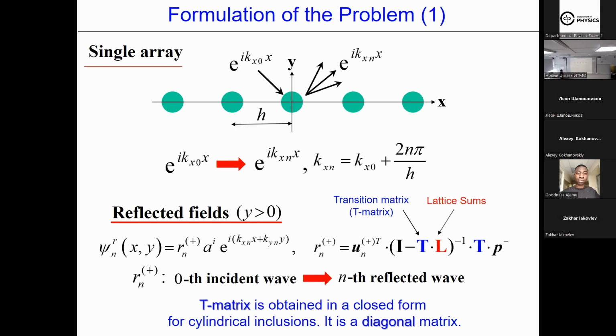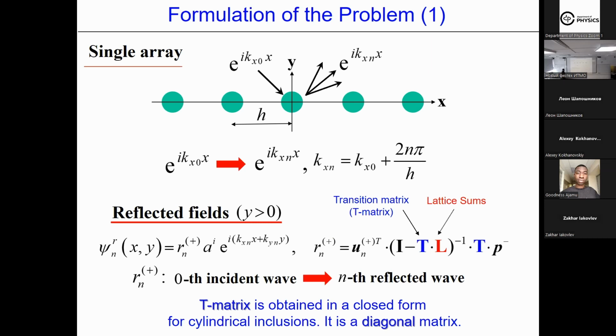So we have a single-layer structure. We have periodicity along the x-axis, and we use the Floquet mode expansion. I omit many derivations. I just show here how the reflected field, for example, for y bigger than 0, is expressed.